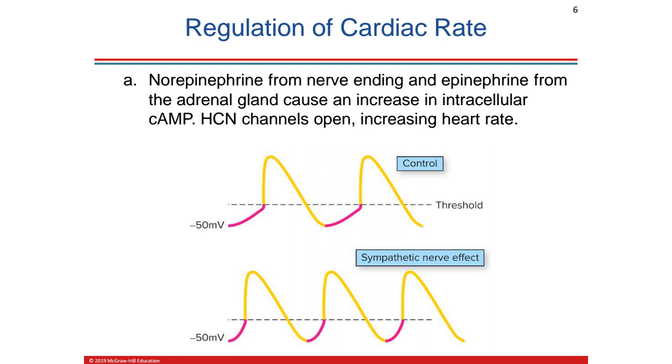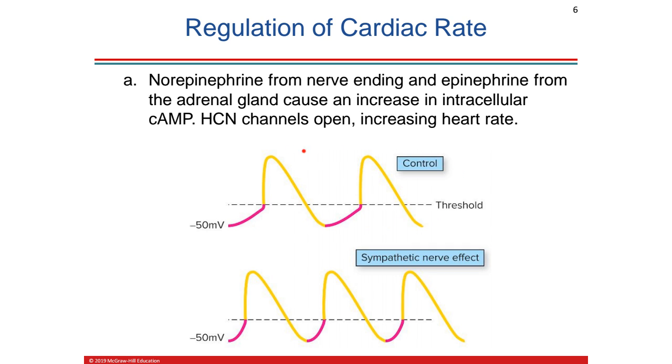Norepinephrine will cause an increase in intracellular cyclic AMP. Recall that the HCN channels are hyperpolarization cyclic nucleotide channels. And so these channels will open as the intracellular concentration of cyclic nucleotide increases. And this will cause a faster depolarization of the pacemaker potential.